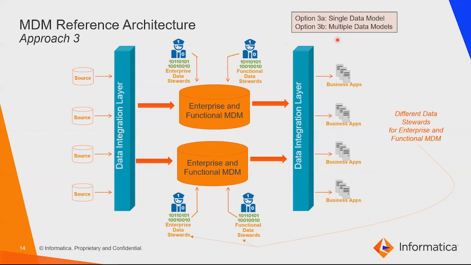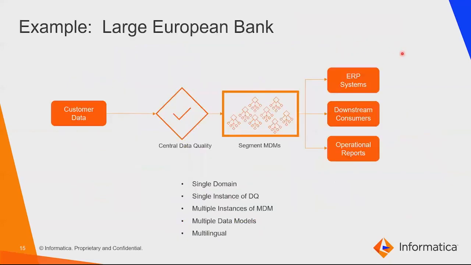So let's understand the entire architecture with the help of an example. Let us take a large European bank as an example, where they are mastering their customer data. And this entire customer data is routed to MDM via the central data quality, which is part of the data integration layer that we have seen in the previous slide.